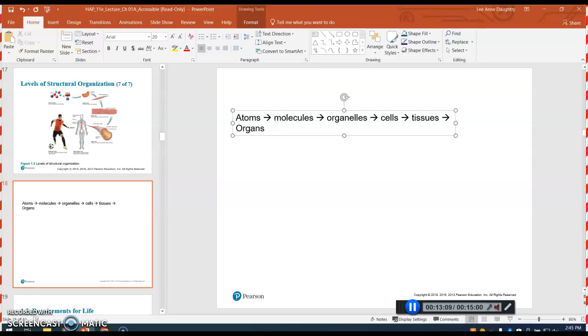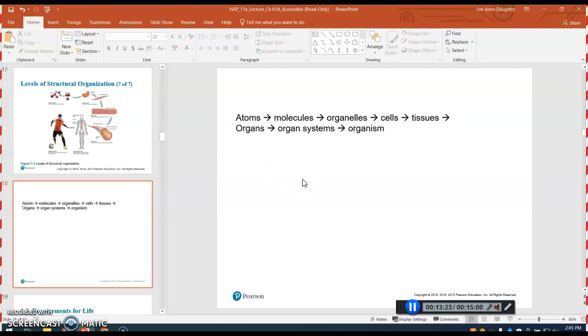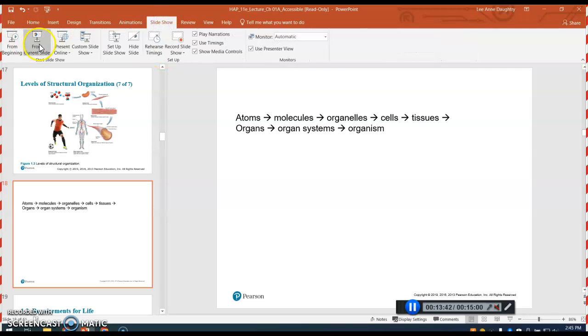Tissues combine to form organs. Organs combine to form organ systems, sometimes called body systems. And then all of the organ systems together combine to make the organism. So that's just to help you. This is from simplest to most complex, and you can also be asked to know them backwards, from most complex down to simplest. But in all the questions I've seen, they normally just ask you the order from simplest to most complex. Okay, so let's go back to the slideshow now.